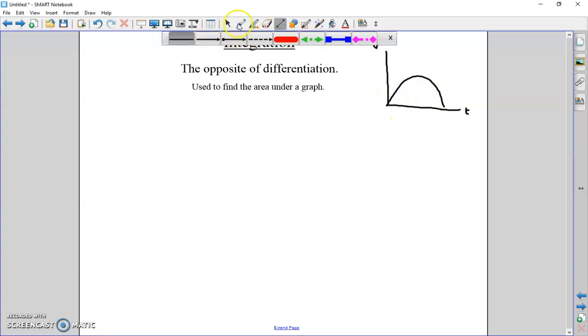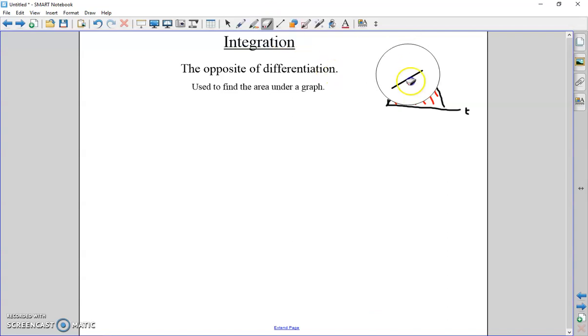If you were differentiating, basically you're finding the gradient of a tangent at any one point, which would be the acceleration. If you were integrating, you'd find the area underneath, and that would be the distance travelled, okay, if it was a velocity time graph. So there's some of the applications of integration for you. Okay, get rid of that line, that's a bit weird, just sat there.